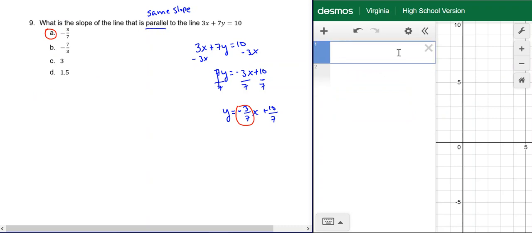Another way you can do it is you can take your equation in standard form and graph it in Desmos. Desmos does a great job of graphing it, and then you can figure out the slope from here. Now, I should warn you, don't use these points right here because they're decimals. It's just not how it works.